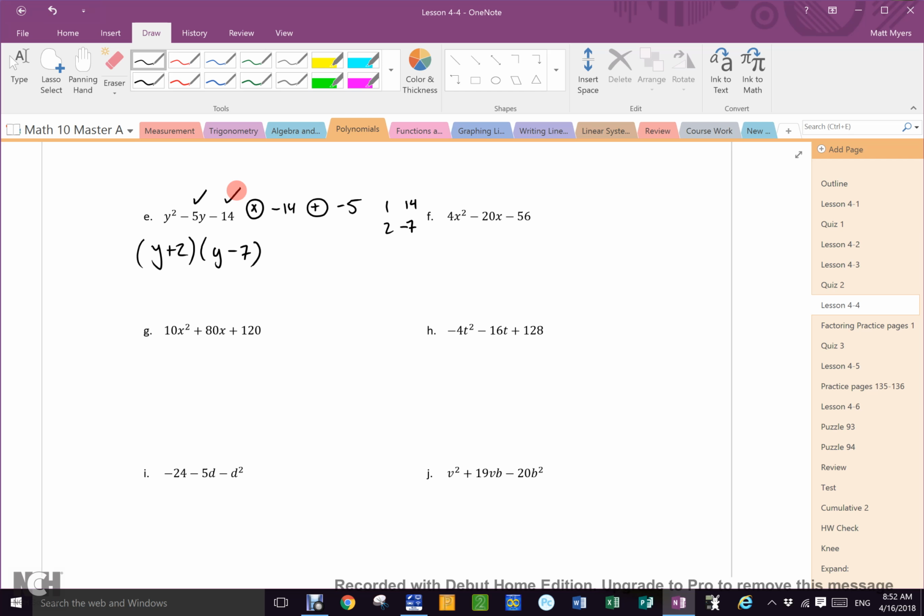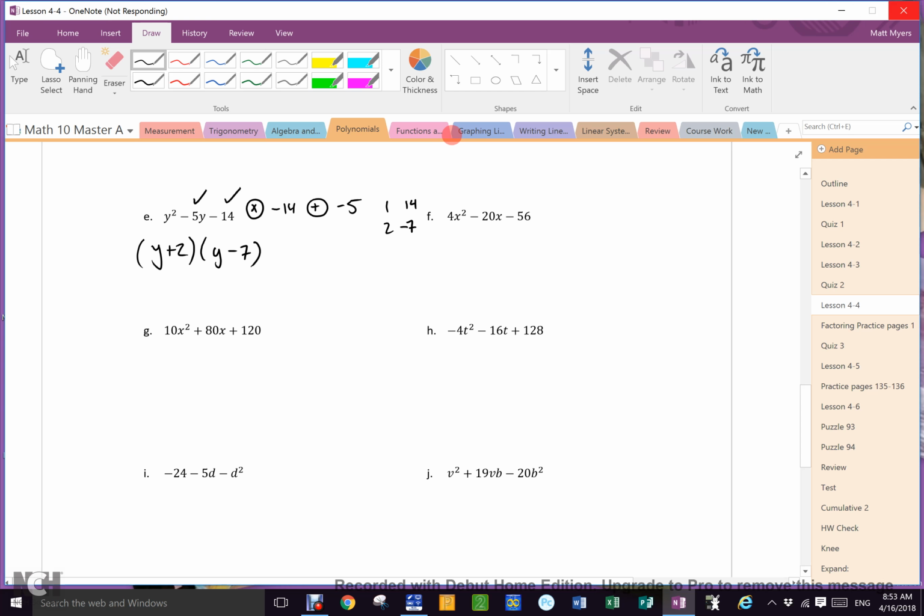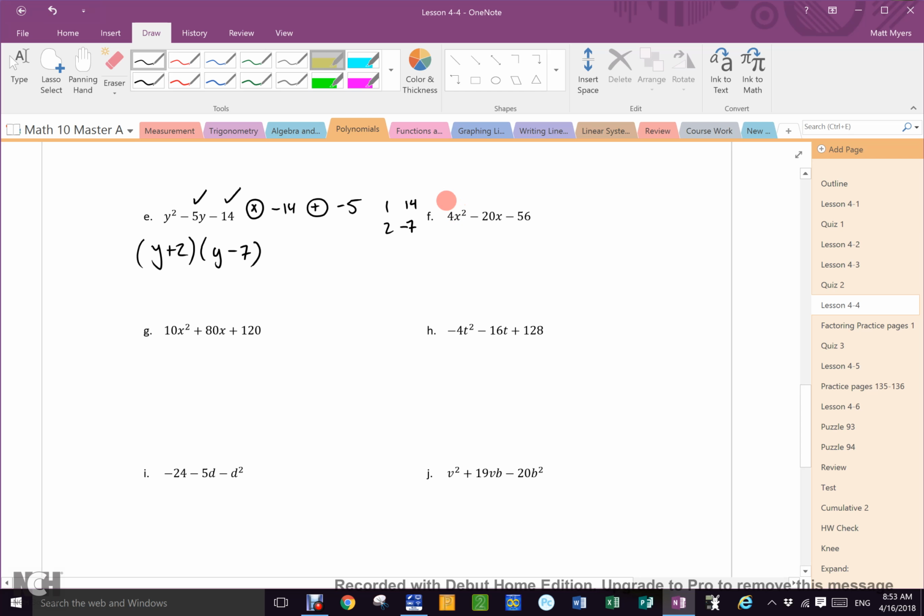All right. Look at F and tell me what you don't like about it. The coefficient 4 is new, isn't it? Right? We don't like that. Because, Mr. Myers, you've only taught us what to do when there's nothing out in front. Correct? So right now there's a 4 there. We don't like that 4 there.